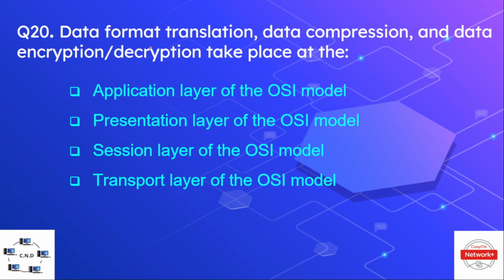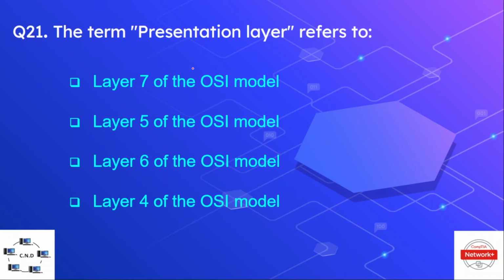Question number 20 is: data format translation, data compression, and data encryption and decryption take place at which layer? The options are application layer of the OSI model, presentation layer, session layer, and transport layer of the OSI model. And the correct option is the presentation layer of the OSI model. The presentation layer is responsible for data format translation, data compression, and data encryption and decryption.